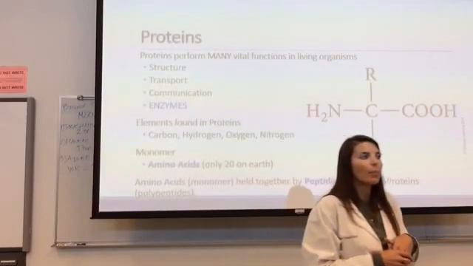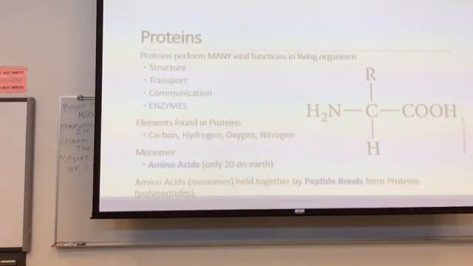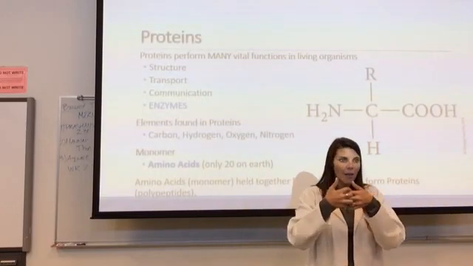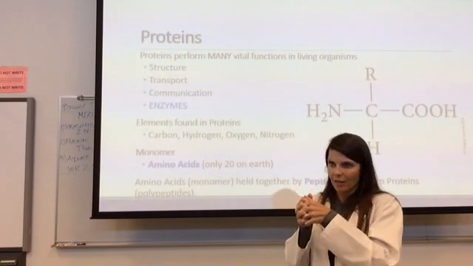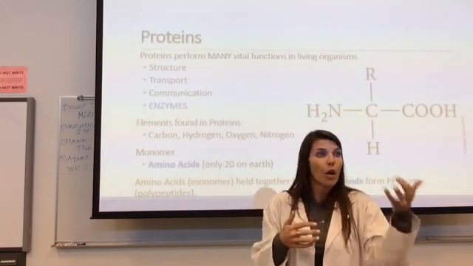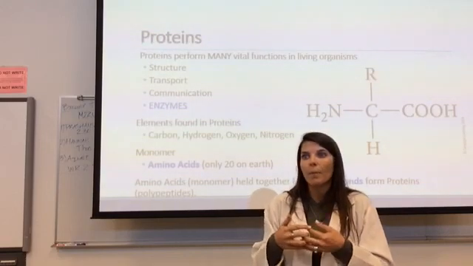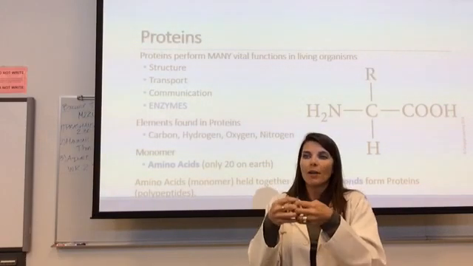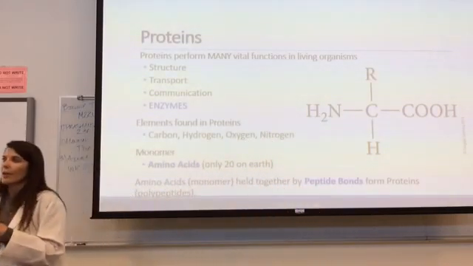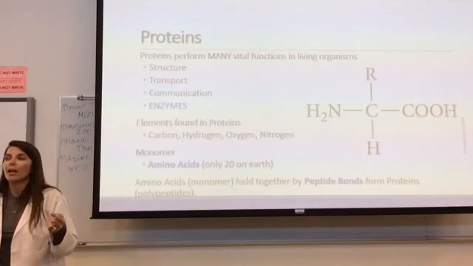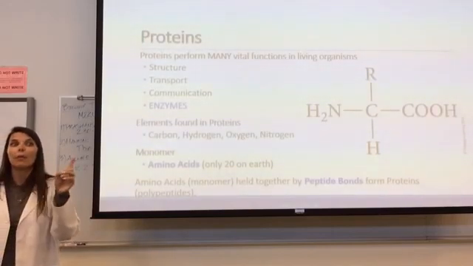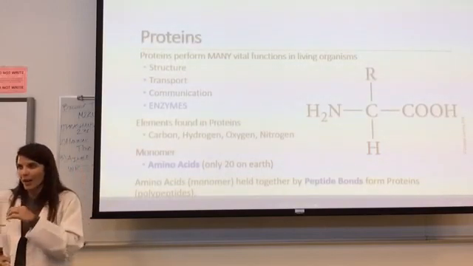So I gave you the name of the bond you will find in proteins. If I have two amino acids and I want to join them together, what type of reaction will help me join them? Dehydration or condensation. Okay? What's the name of the bond between two amino acids? A peptide bond. If it was a carbohydrate, it would be called a glycosidic bond. If it was a lipid, it would be called an ester bond.